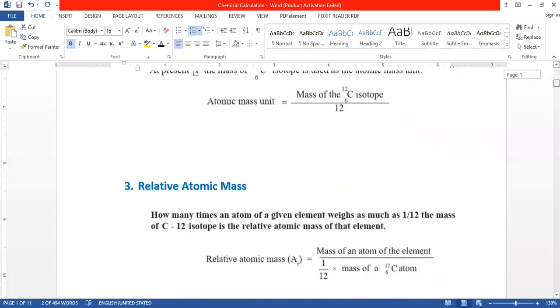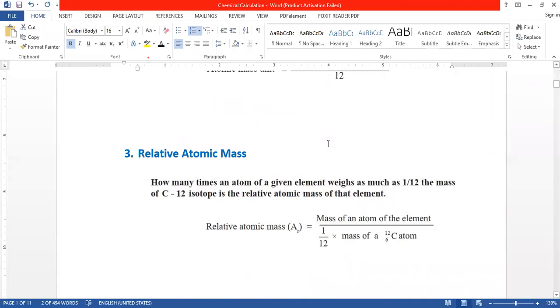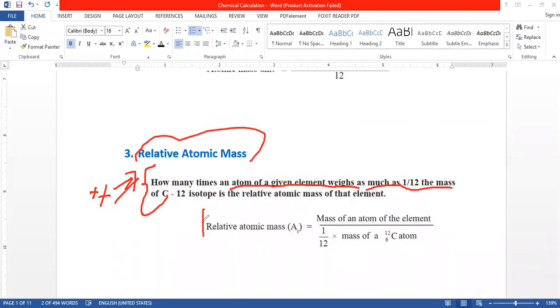They introduced relative atomic mass. Look at this relative atomic mass, the definition: how many times an atom of a given element weighs as much as 1/12 of carbon-12. They are never going to ask for this definition in your examination. Seriously, don't memorize it. If you remember this equation, you can write it in your examination.